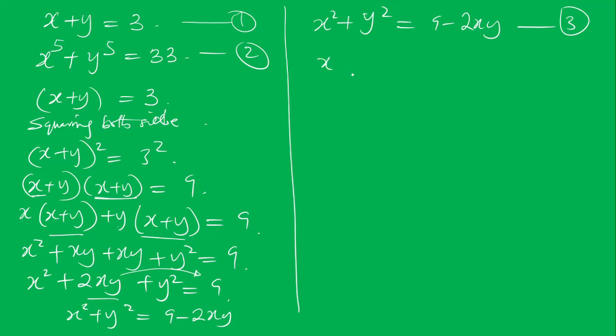The next step is cubing both sides, that is, you have (x plus y) to the power 3 is equal to 3 to the power 3. So it's just raising the powers to 3. Now if we expand this, we're going to use the binomial laws of expansion.